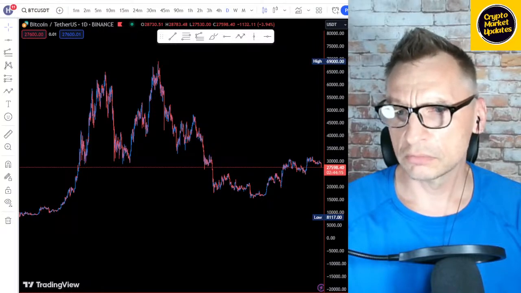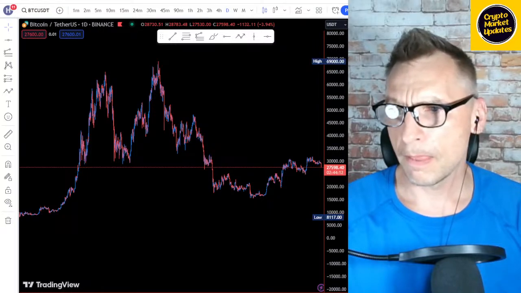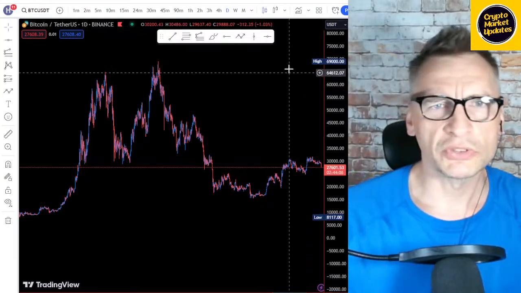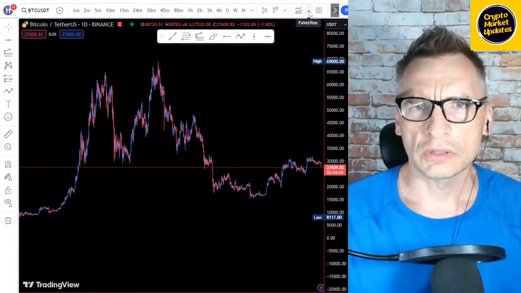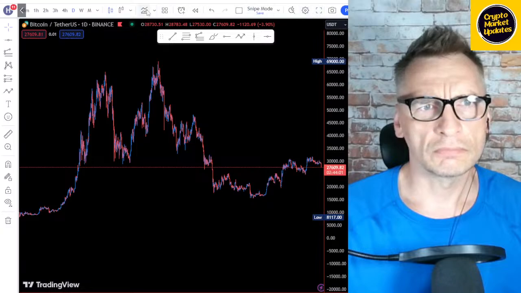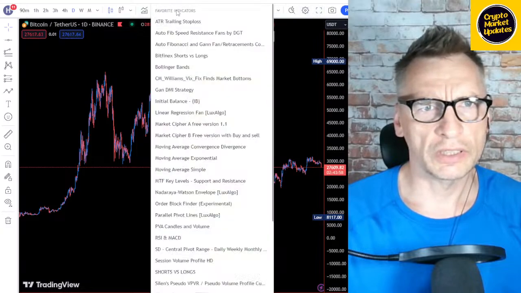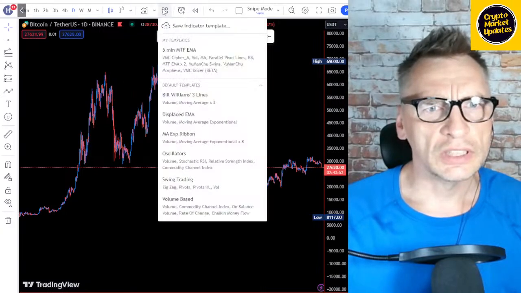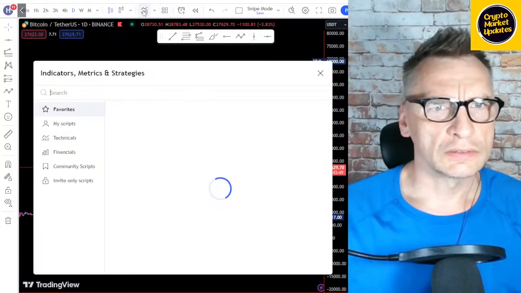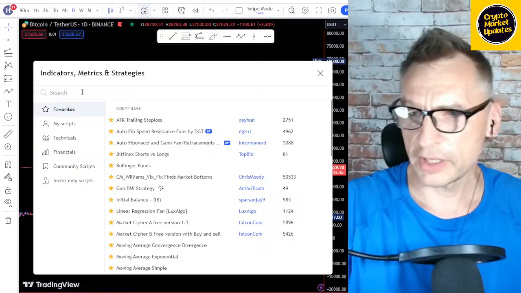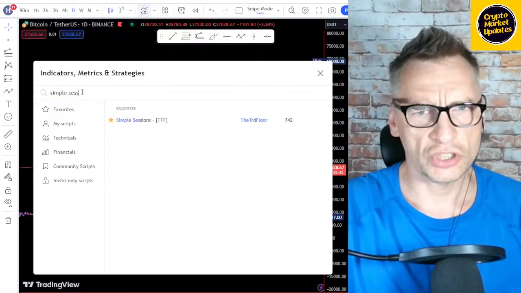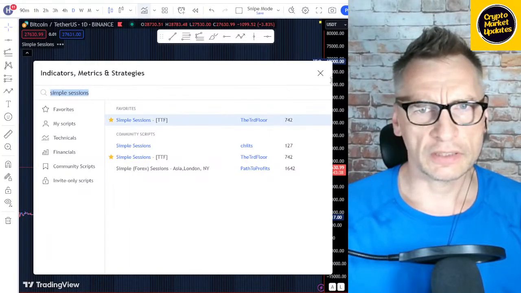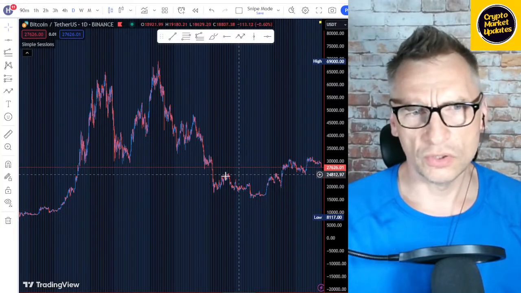Okay, so the first one, the first thing that we need is the Simple Sessions indicator. So we'll go to the indicators right here, and those are my favorite indicators. I don't want the favorite indicators. Where are the regular ones? Okay, right here. So go to search and type in Simple Sessions by this guy right here, the 3rd floor. Click on that, and that'll add it directly to the chart.